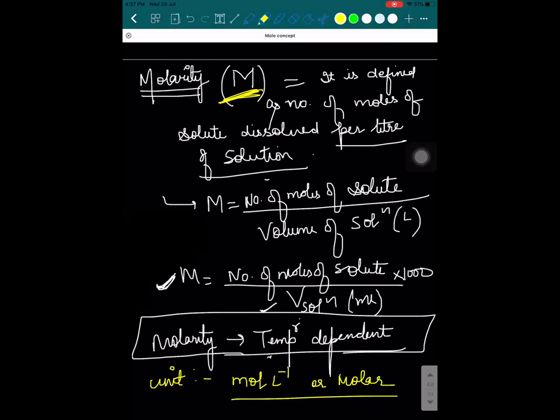Shall I proceed further and give you the next concentration term, if you have written it?